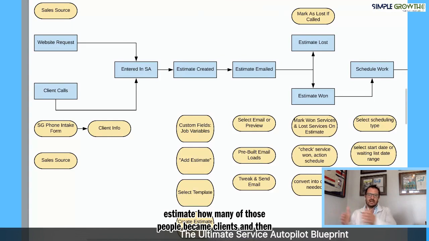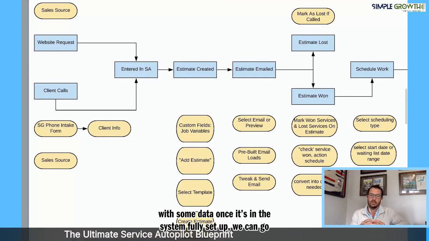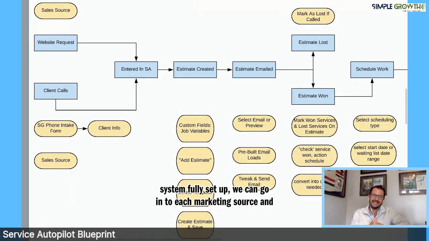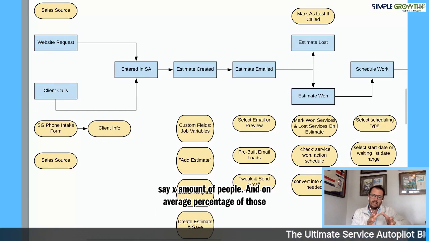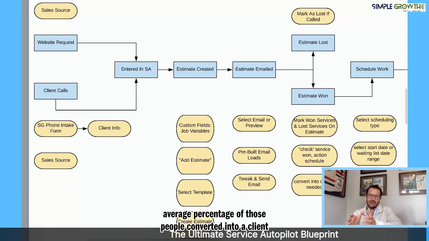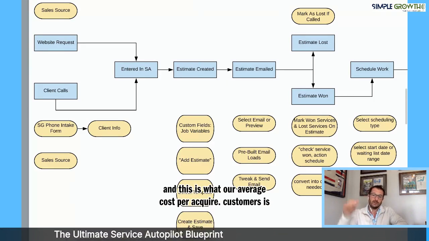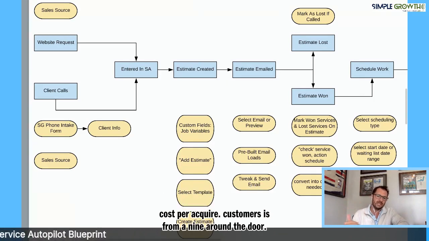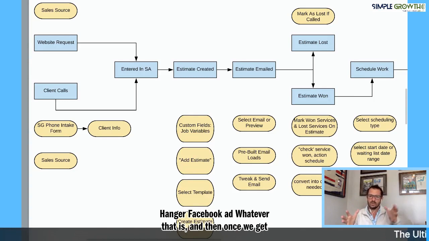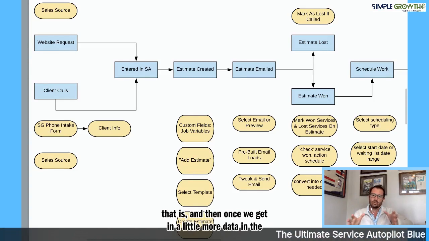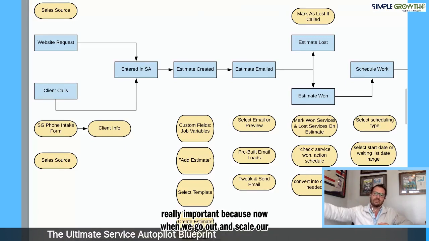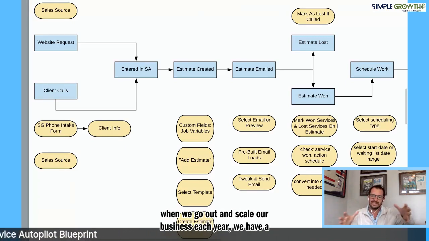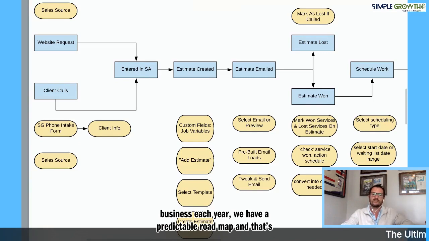And then with some data, once it's in the system fully set up, we can go into each marketing source and say X amount of people came in, and on average, X percentage of those people converted into a client. And this is what our average cost per acquired customer is from a 9-around, a door hanger, Facebook ad, whatever that is. And then once we get a little more data in the system, we can run a client lifetime value. So that's really important, because now when we go out and scale our business each year, we have a predictable roadmap, and that's what we're looking for.